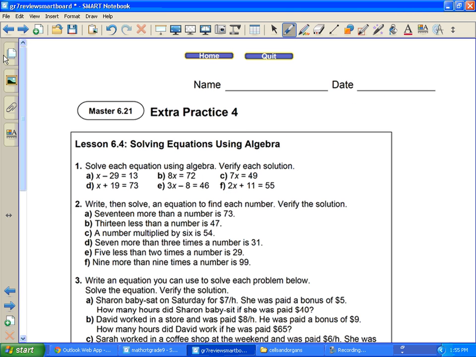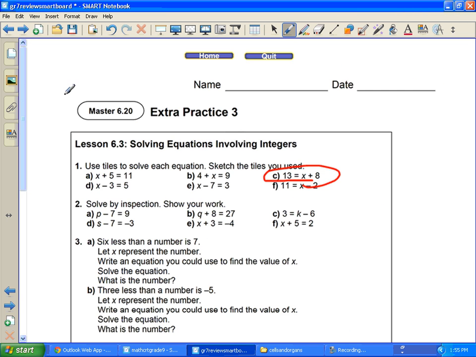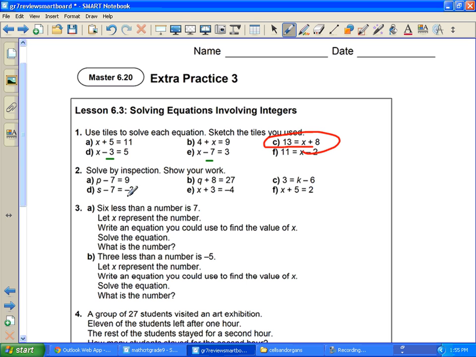Okay, let's look at a few of them here now. So all of these here, this one you'd have to add 3 to each side. This one here, you would have to add 7 to each side. And this one over here, you would have to subtract 5 from each side. And this one here, you would have to subtract 4 from each side.